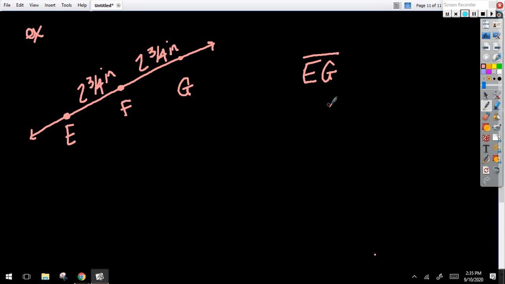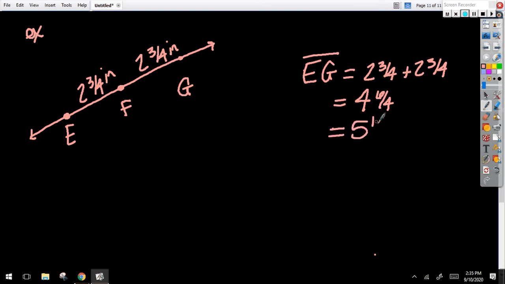Well, clearly, I would just say 2 3/4 plus 2 3/4, right? Would give me 4 6/4. 6/4 is 1 1/2, so I would have 5 1/2 inches for that one, right? So EG is 5 1/2 inches.